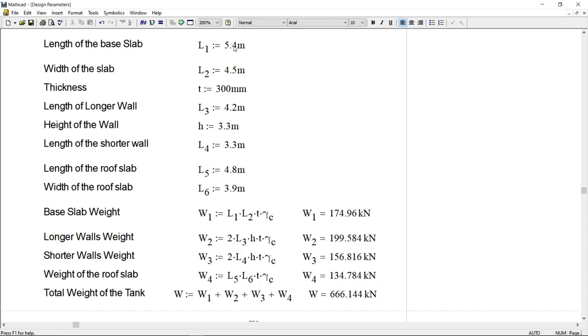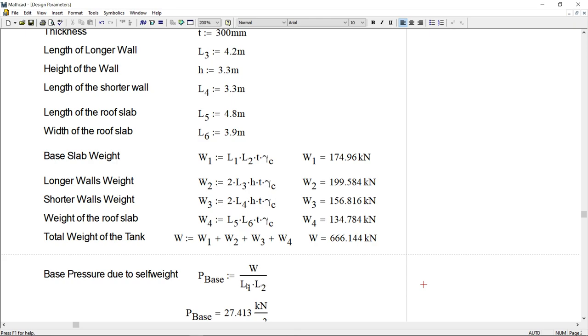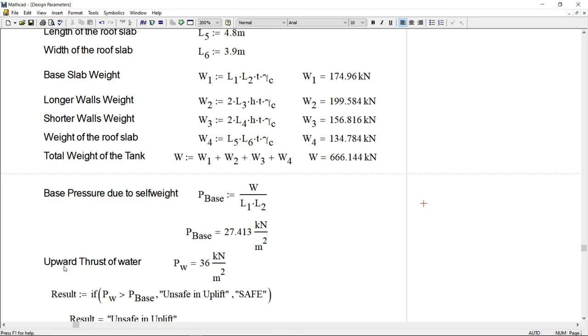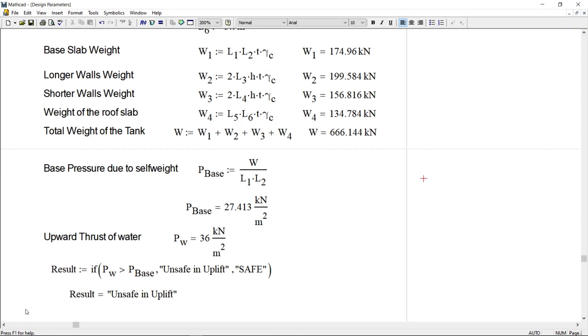I calculated the total weight of the tank. The total weight of the tank comes out to be 666.144 kilonewton, where the base area was L1 into L2. So the net base pressure because of this weight will be 27.413 kilonewton per meter square. But at that depth, the upward thrust will be 36 kilonewton per meter square. So there is a check.